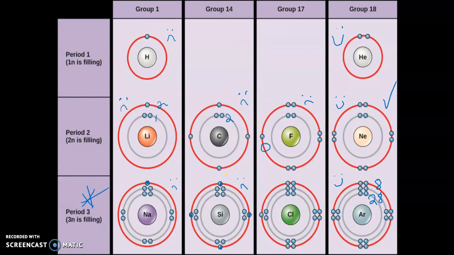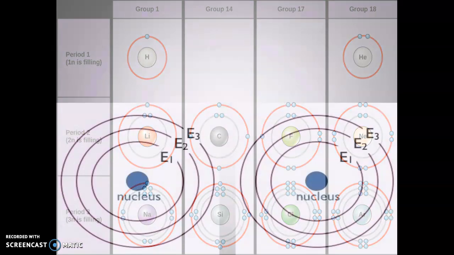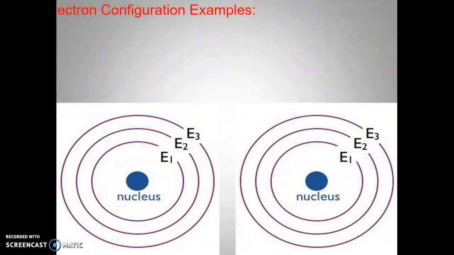And then chlorine has the atomic number of 17, so 2 in the first, 8 in the second. Just like fluorine, it has 7 outer valence electrons, 1, 2, 3, 4, 5, 6, 7, but it's missing just 1 more. So it also is unstable. Hopefully that's pretty clear to you now as we're progressing. So let's work on some problems.